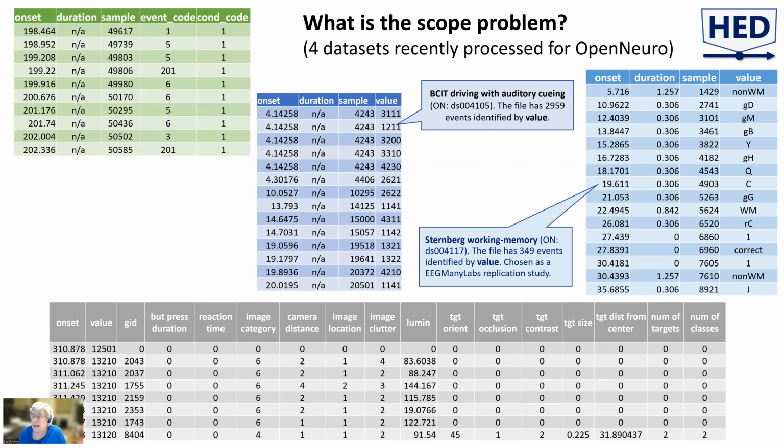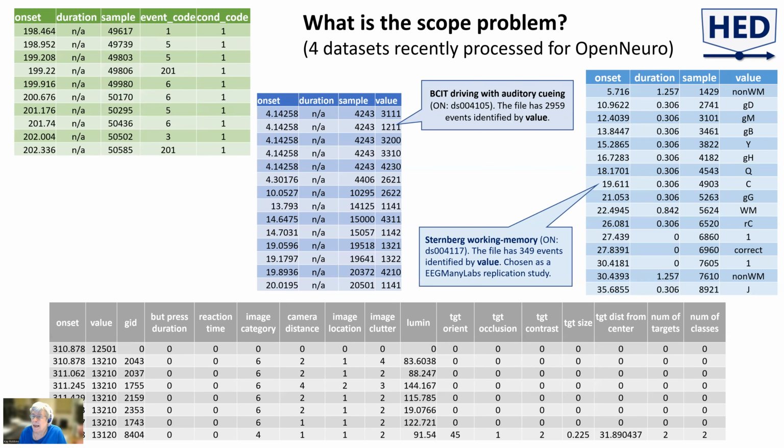The last example is a baseline RSVP. This was also part of the BCIT umbrella project. The files have about 20,000 events, again, identified by value, but the details varied. So there are all kinds of columns with different information specifying the details of each individual presentation. The event encoding didn't quite fit into the BCIT original encoding, so they adapted a 5-digit encoding scheme for that.